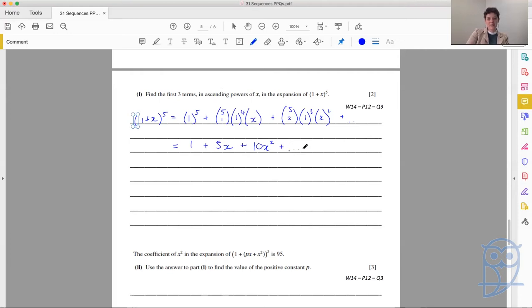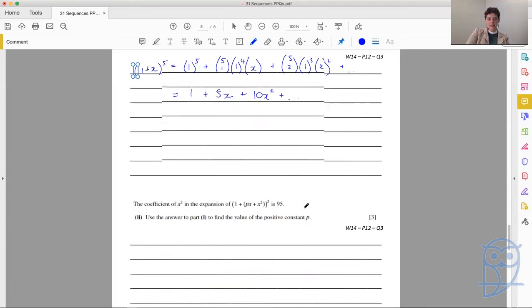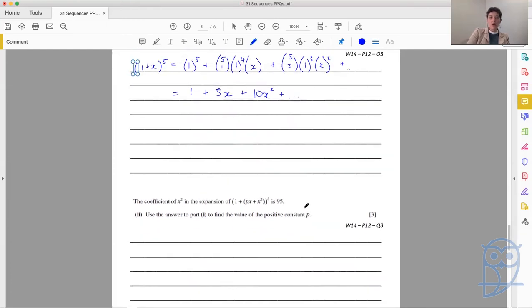Done. And then we look at the second part. The coefficient of x squared in the expansion of (1 + px + x²)^5 is 95. Use the answer to part 1 to find the value of the positive constant p. So we're going to get 2 answers for p and we're going to conclude that only one is applicable.